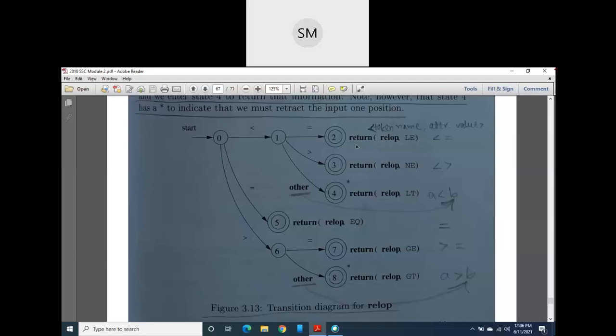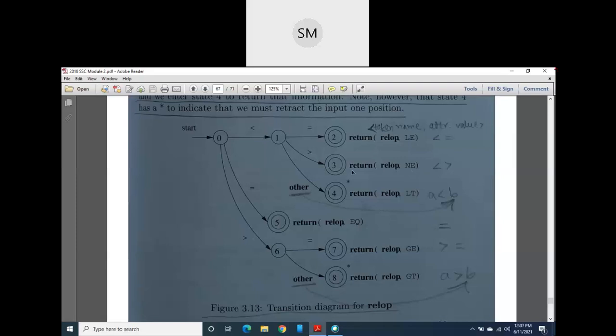So what is it going to return? It is going to return token name comma attribute value. Token name is relational operator, attribute value is less than or equal to. The second possibility is that after less than, immediately there may be one greater than, which in the Pascal language is called not equal to. So if there is a greater than immediately after less than, then you come to the third state and make it a final state. Then you return the token, relational operator, not equal to.